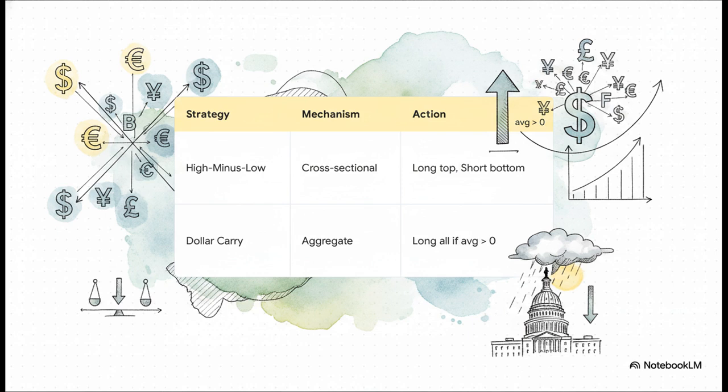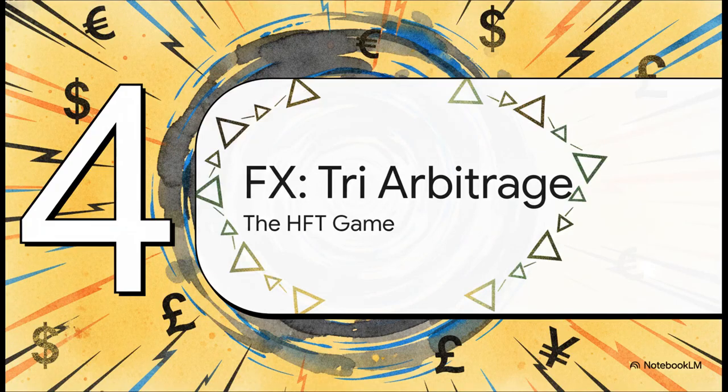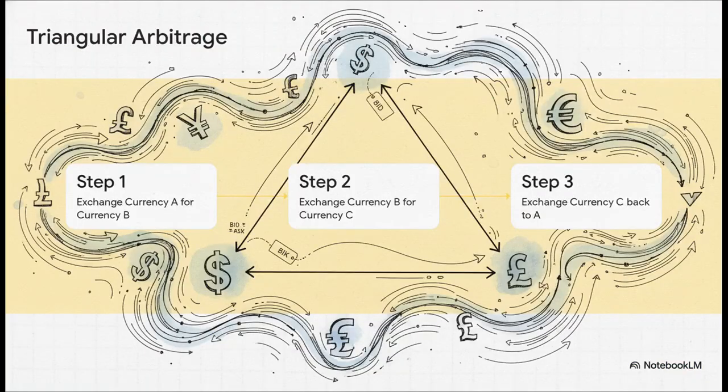When the US economy is weak, that average forward discount tends to flip positive. Section 4. FX. Triangular Arbitrage Speed, the HFT game. Okay, we are going to dramatically change the pace now and step into the ultra-fast world of high-frequency trading. This strategy relies purely on absolute execution speed, not long-term macro trends. It's a literal physical loop across 3 currency pairs.